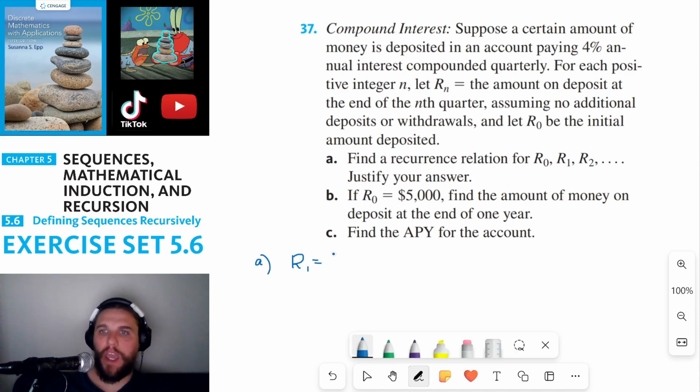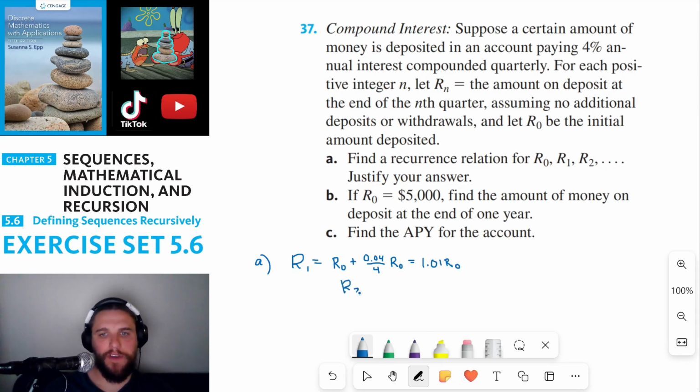Now, the way we would get r sub 1 is we would take r sub 0 and we would add a little bit of interest to r sub 0. Now, we're not paying 4% interest each quarter. We're paying 4% interest annually, compounded quarterly. So that means we need to take our 4% interest here and divide it by 4 to determine how much interest is charged each quarter. So that's how much interest we're going to charge of r sub 0. And this can be simplified to 1.01 times r sub 0.